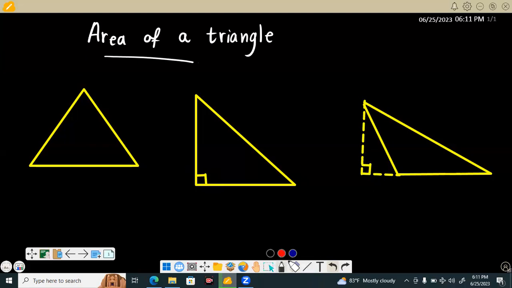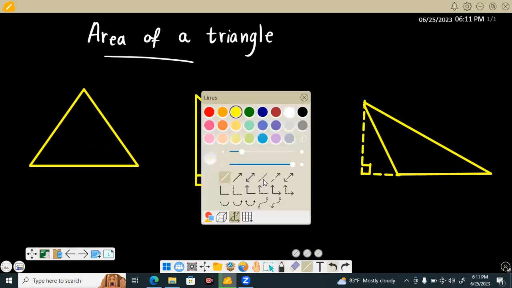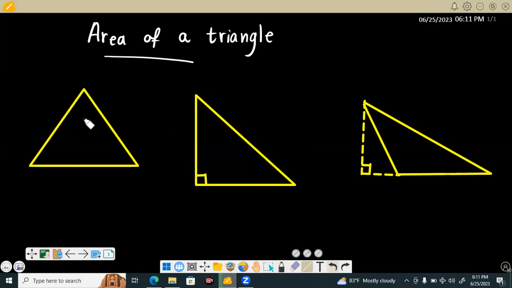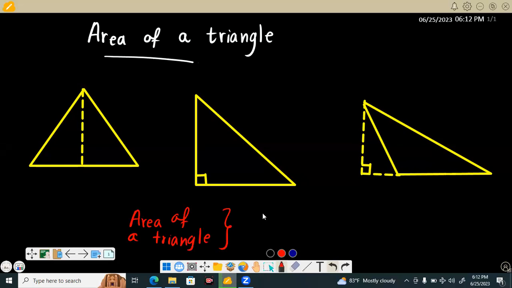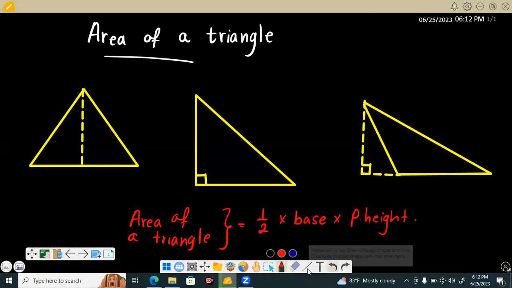Okay, when you consider the triangle, to find the area of a triangle, it is very important to identify the perpendicular which is drawn from a particular side to another side. Okay, because we know that the area of a triangle is equal to half into its base into perpendicular height. Okay, perpendicular height. Okay, please write down this one.